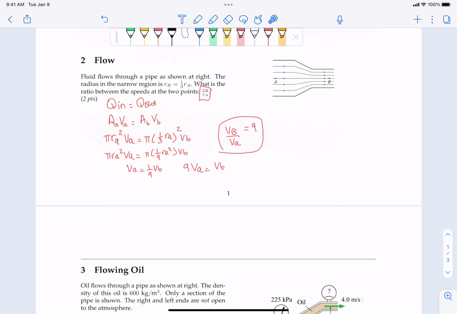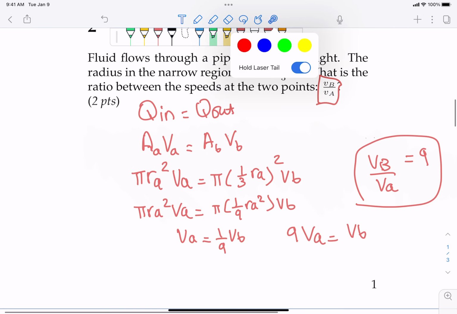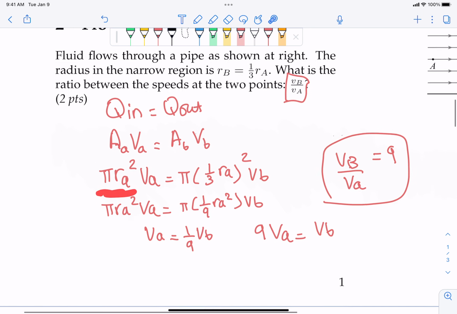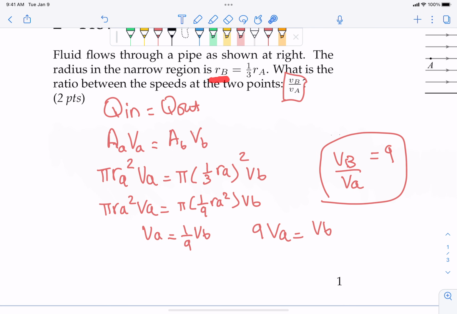Yep, the pi and the RA squared will cancel, because you'll definitely have pi RA squared here, but for RB at least, this should have been pi RB squared. But instead of RB, we can substitute 1/3 RA. So this whole thing should have been RB. So when we do that, we take 1/3 squared and we take RA squared. So that gives us 1/9 RA squared. So we can see here that the pi will cancel out, the RA squared will cancel out, and then we're left with VA is equal to 1/9 VB. Yeah, and then we can solve for VB over VA.